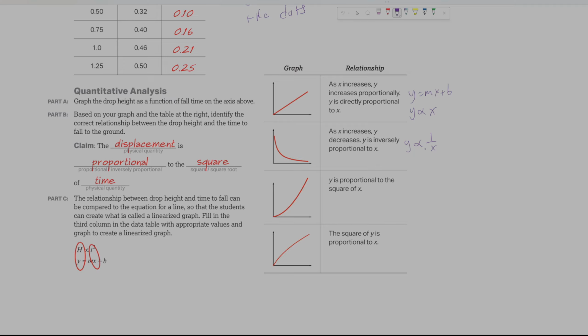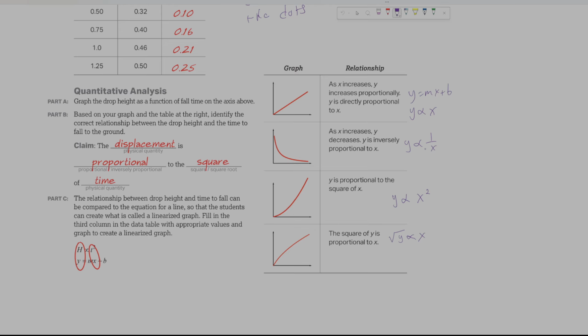When you get this third kind of graph, y is proportional to the square of x, so you have to make a new column where you square the x's, and then you graph y versus the square of x. And then the final one, the square of y is proportional to x. Now there's two ways to go about this. You could say the square root of y is proportional to x. In that case, you can take the square root of y's and make a new column with them and then graph them along with the x's.